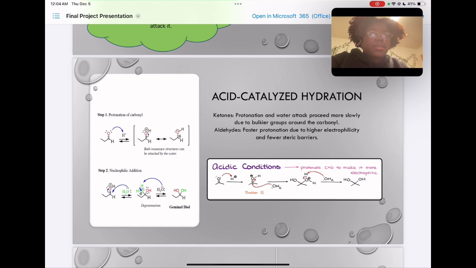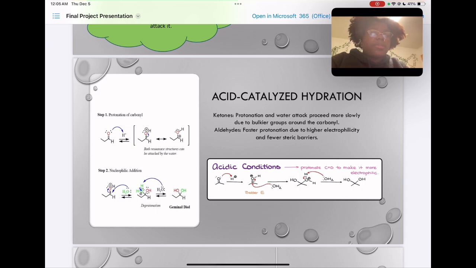So your oxygen will be protonated with the hydrogen. This will create a protonated carbonyl intermediate. And both of these resonance structures can be attacked by the water. Your second step is going to be a nucleophilic addition. Your nucleophile will be your water. So your water is going to attack your carbonyl carbon, and the electrons in the double bond will move to the oxygen to create a neutral alcohol.